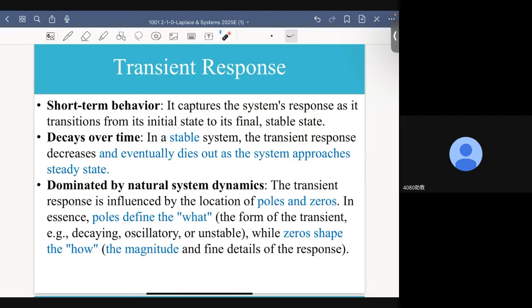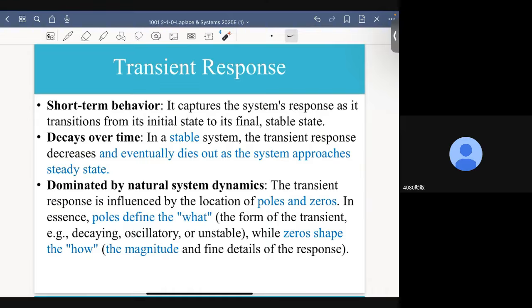What is the shape of the transient response? What is the basic pattern of the transient response? The transient response is influenced by the location of poles and zeros. Okay, so the transient response is actually determined by the transfer function, or more specifically, determined by the locations of the poles and zeros. That is the reason why the locations of poles and zeros matter.